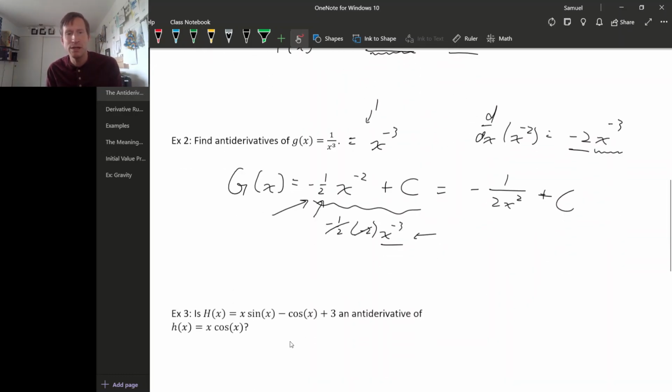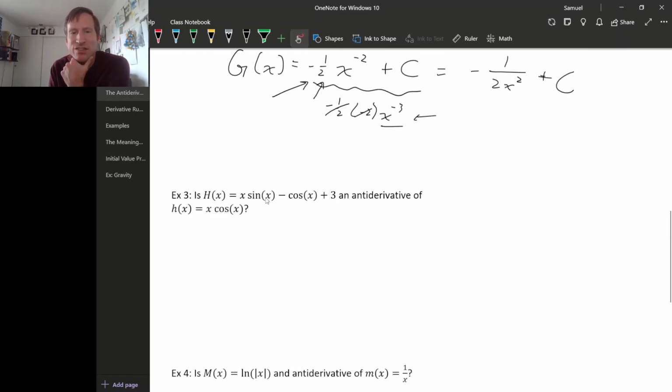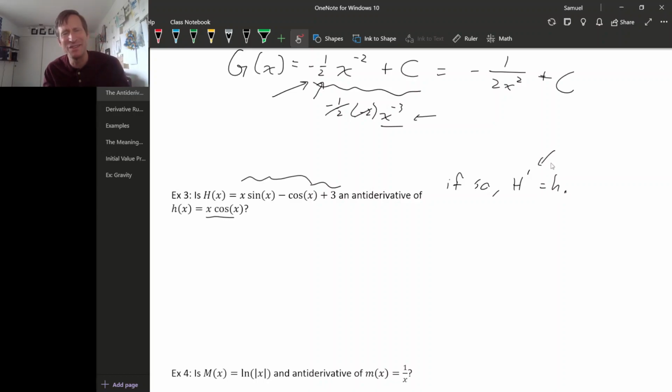For one other example, let's check, is this function, x sine of x minus cosine of x plus 3, an antiderivative of this function, x cosine x? Well, we can check just by, if capital H is an antiderivative for lowercase h, then that would mean that the derivative of capital H is equal to little h. Well, we can calculate the derivative of capital H, so let's do that.